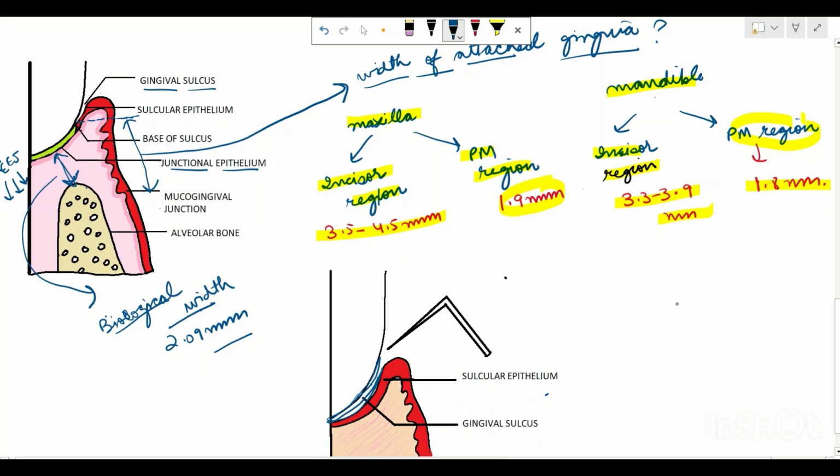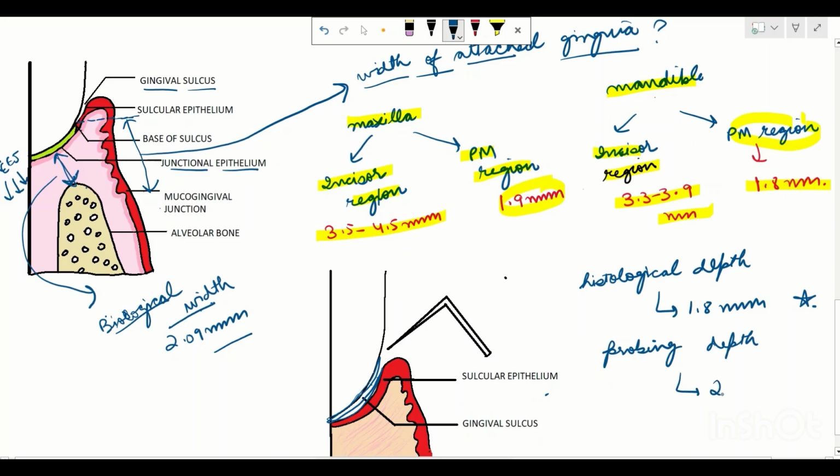The important thing here is your histological depth. This histological depth is 1.8 mm. This is important. The other important depth is your probing depth, which is 2 to 3 mm.